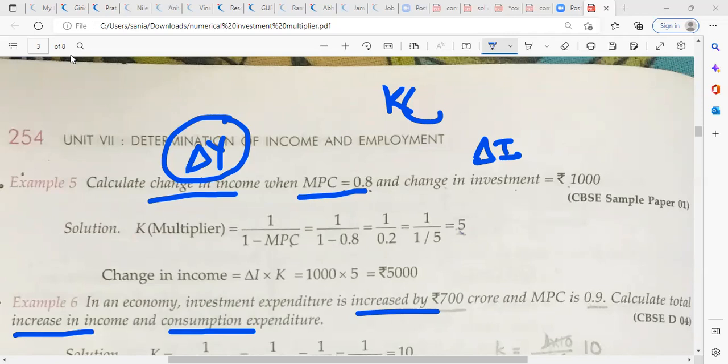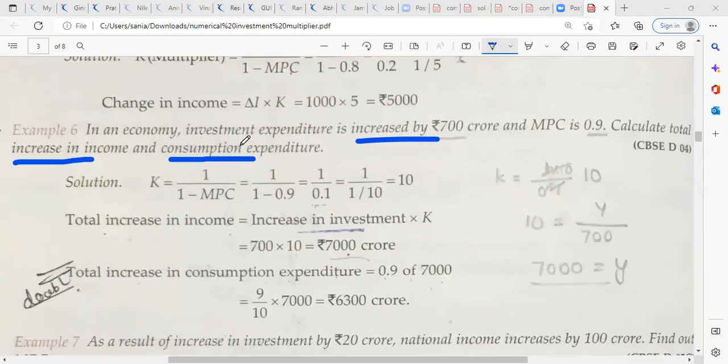Done, ma'am. Okay. Everyone done? Yes, ma'am. Okay. So this is very important, students. You have to remember this. Consumption expenditure.